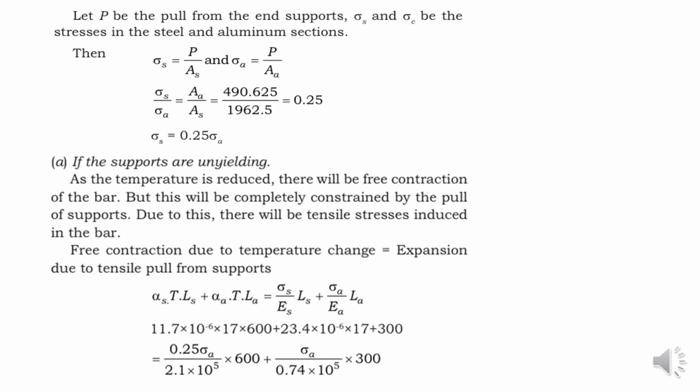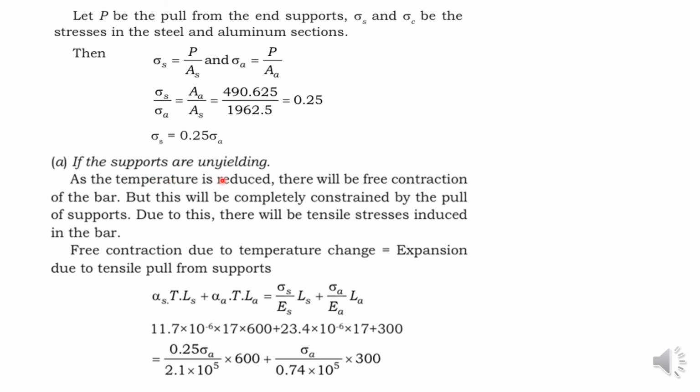Now if P be the pull from the end support, and sigma S and sigma A be the stresses in the steel and aluminum sections, we can establish the relationship between sigma S and sigma A by the usual equation, that is, the load will be equal. That means sigma S into AS is equal to sigma A into AA, and from that sigma S divided by sigma A is equal to AA divided by AS, and from that sigma S is equal to 0.25 sigma A.